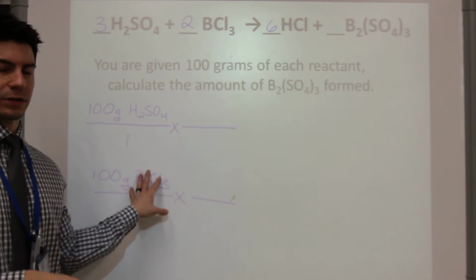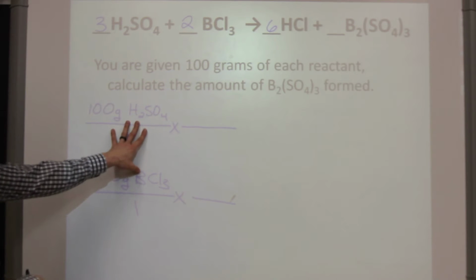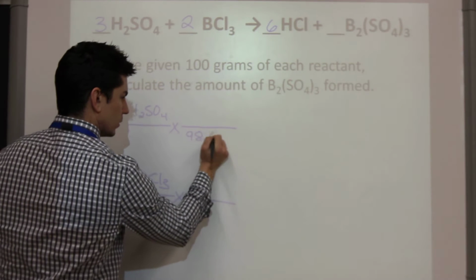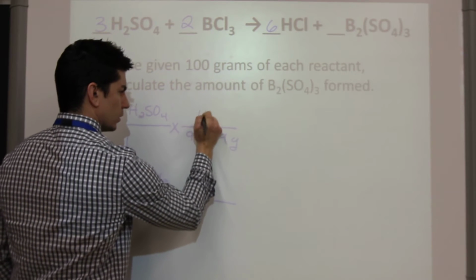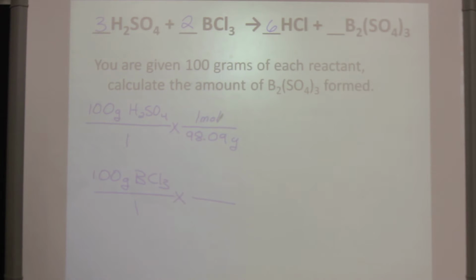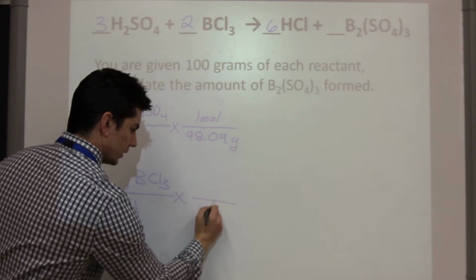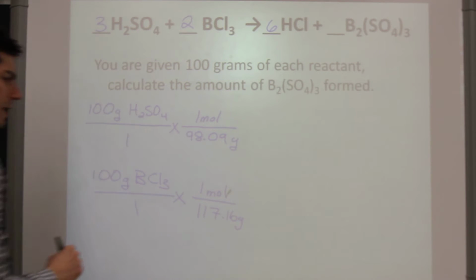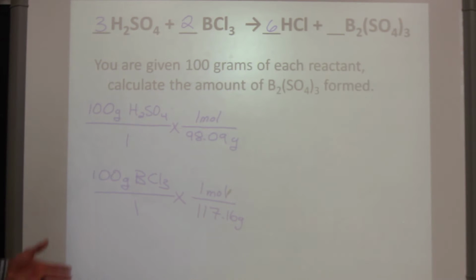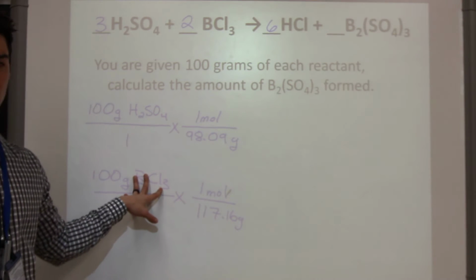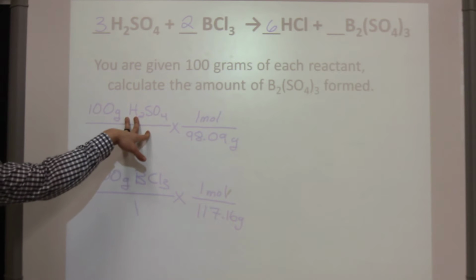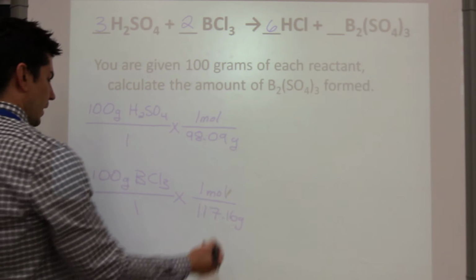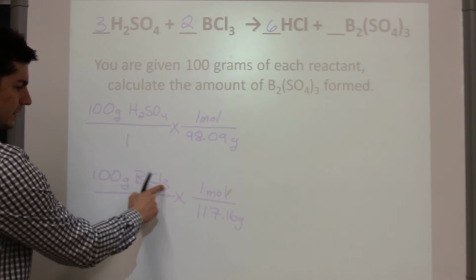So what I did was I already looked them up on the periodic table, guys, and I found the molar mass of sulfuric acid was 98.09 grams per mole. And then for boron chloride, I found it to be 117.16 grams per mole. After that, we got to determine, all right, what do we want to be in? Do we want to be in moles of BCl3 or do we want to be in moles of H2SO4? It doesn't matter which one you pick, just like in my last video. I'm going to choose to have both of them go to BCl3.